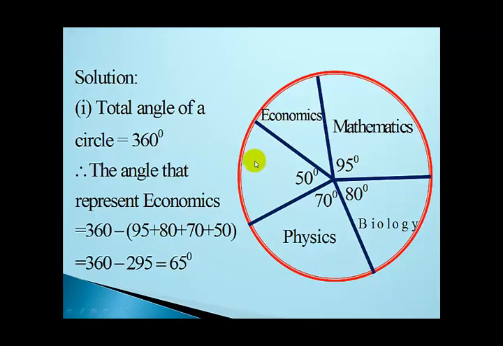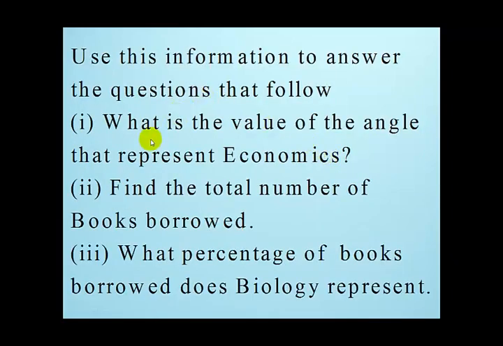Now we look at the solution. The angle for mathematics is 95 degrees. The angle for biology is 80 degrees. The angle for physics is 70 degrees. And the angle for economics is not given. We were asked to find the value of the angle that represents economics. Now let's see how best we can solve that problem.